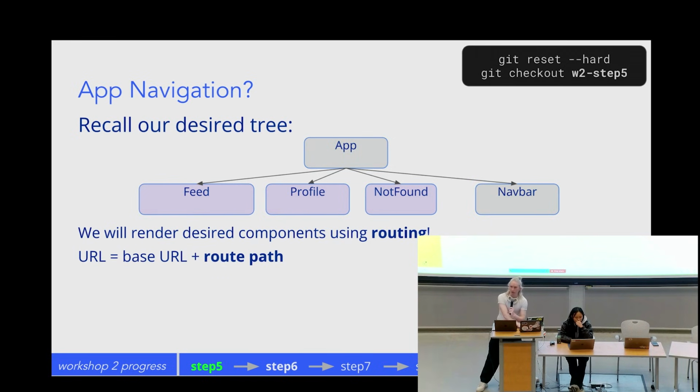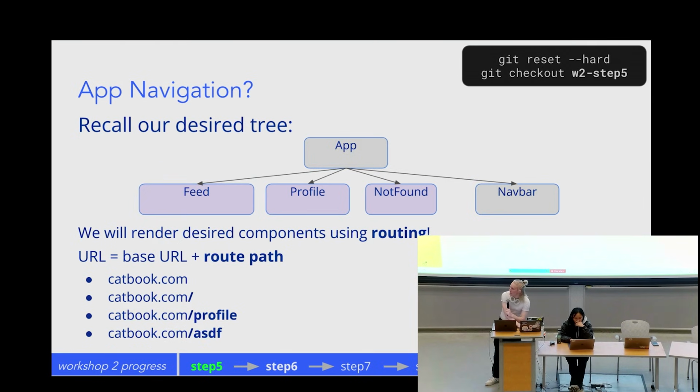So routing, you guys don't have to worry too much about this in this lecture, but it's the base URL plus the route path behind it. So for example, catbook.com is the base URL, and you might have catbook.com/ or catbook.com/profile. So slash or slash profile would be the route path, and you can actually render different content on your website page depending on the route path that comes after your base URL. If you have something like ASDF, then this would not be a real web page, so that should display not found, whereas slash profile should display profile and just slash should display feed.